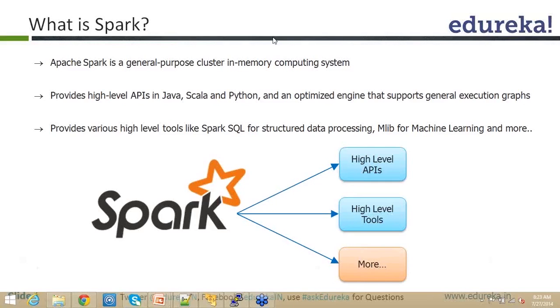The objectives of the session are: what exactly is Spark, what exactly are its capabilities, or probably what exactly it is not. We'll be talking about that. And then after knowing what exactly this is, we'll talk about why we should even go for Spark, because there are various other systems which are available.